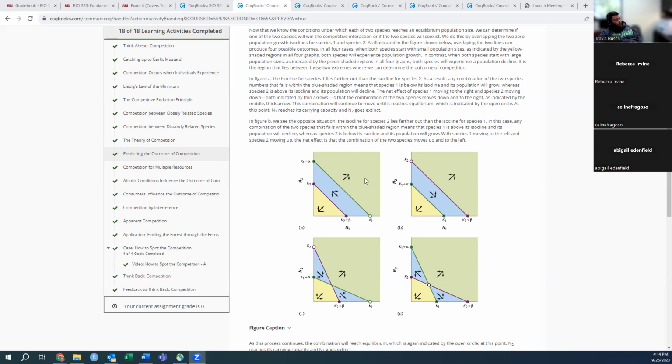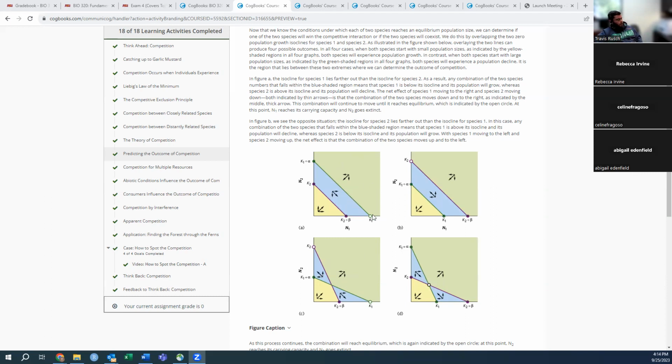So this plot shows a winner effect in competition. Plot two also shows a winner effect. Plot three shows two possible equilibriums, which we'll get to in a minute. And plot four shows an equilibrium where they can coexist. So the point of this graphical representation is to show four possible scenarios that competition can result in.